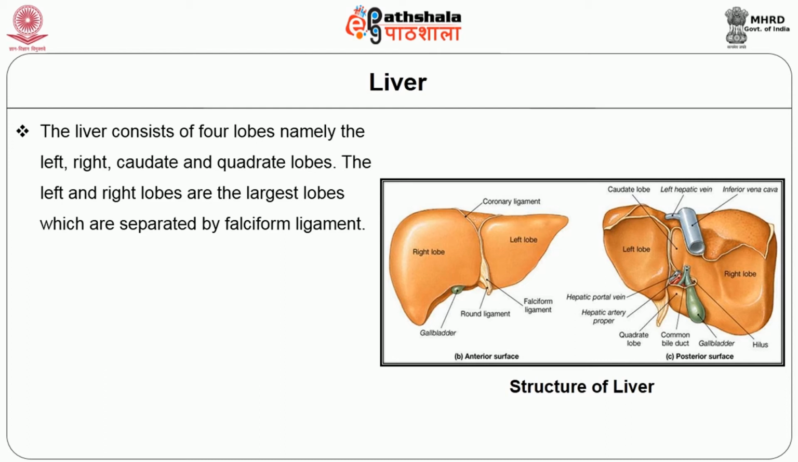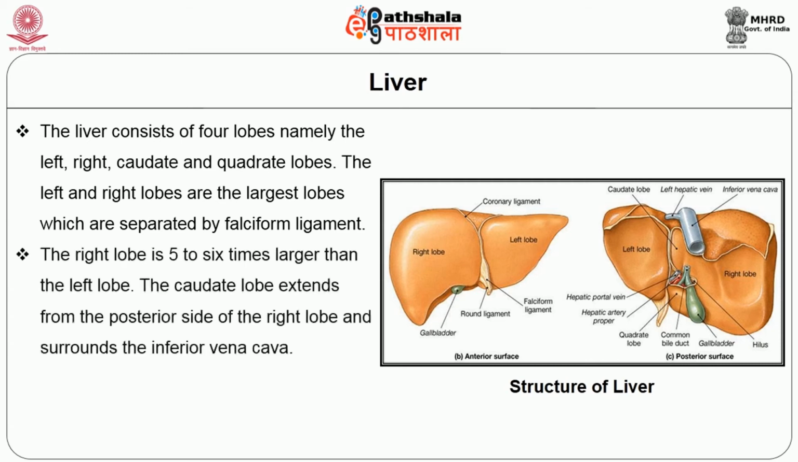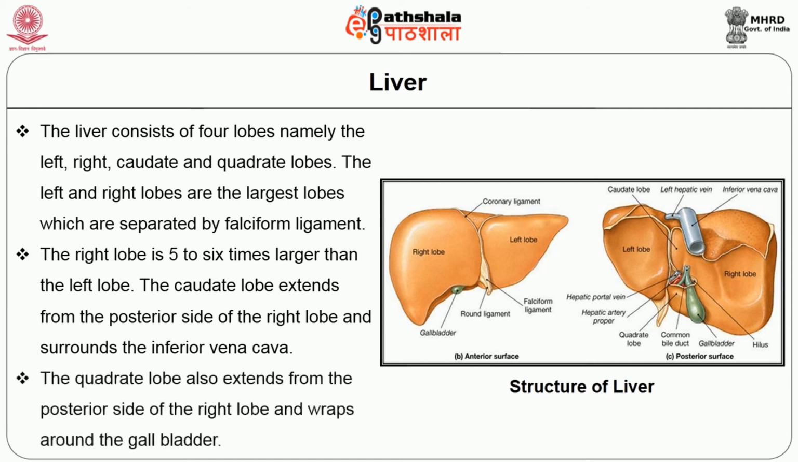The left and right lobes are the largest lobes, which are separated by the falciform ligament. The right lobe is 5 to 6 times larger than the left lobe. The caudate lobe extends from the posterior side of the right lobe and surrounds the inferior vena cava. The quadrate lobe also extends from the posterior side of the right lobe and wraps around the gall bladder.